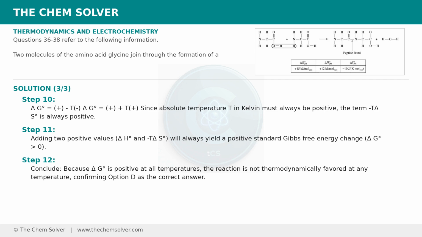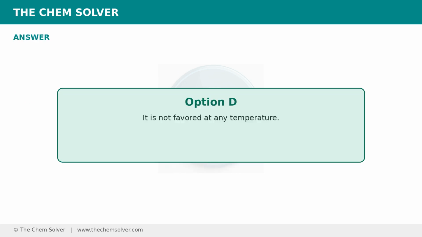Conclude: because delta G degrees is positive at all temperatures, the reaction is not thermodynamically favored at any temperature, confirming option D as the correct answer. The correct answer is option D. It is not favored at any temperature.